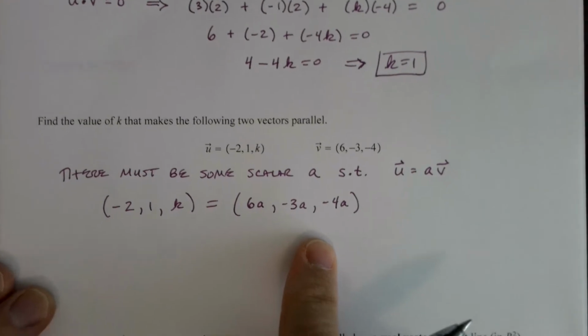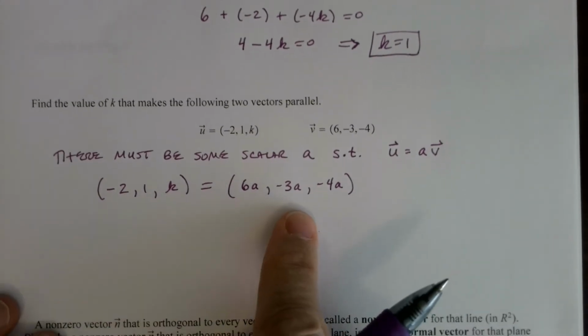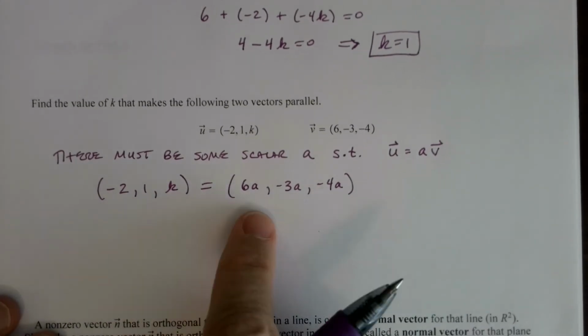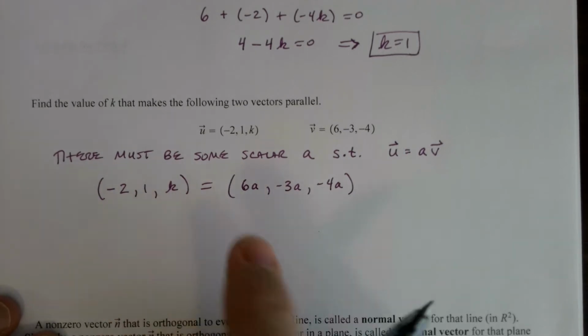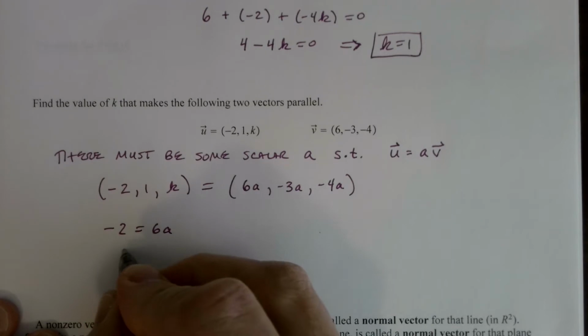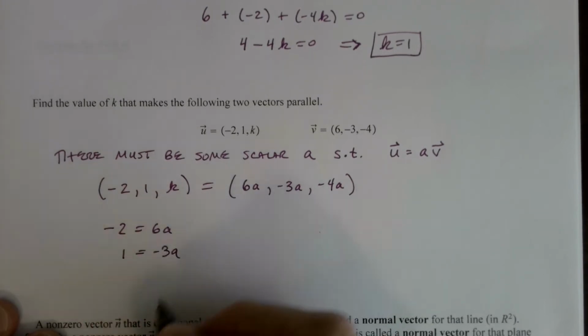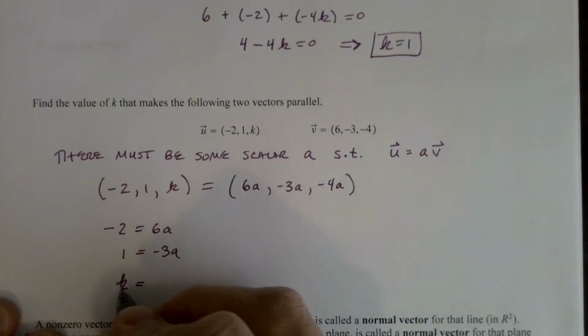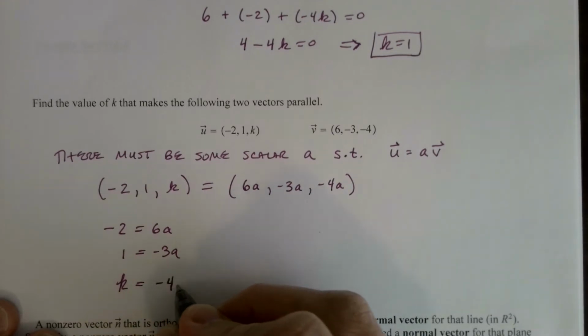And so two vectors are equal. These are both ordered triples, right? Vectors in 3 space. They're going to be equal if their corresponding components are equal. So if negative 2 is 6a, if 1 is negative 3a, and if k is equal to negative 4a.